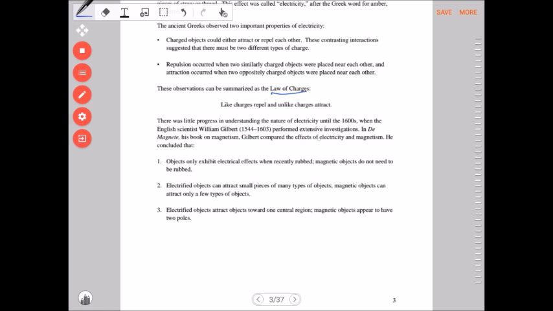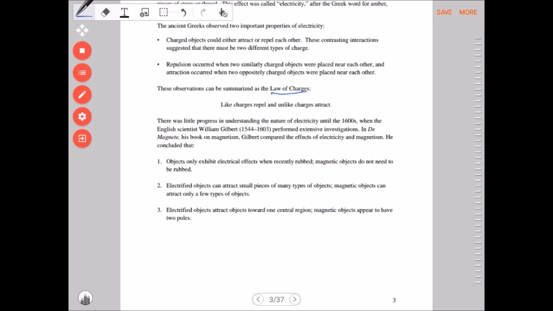He compared the effects of electricity and magnetism. He concluded several things, but here are some of the more pertinent ones. Objects only exhibit electrical effects when recently rubbed, and the effects wear off. However, magnetic objects don't need to be rubbed.